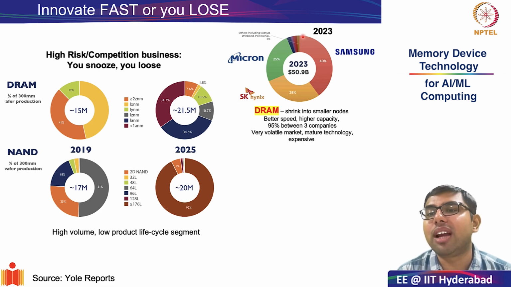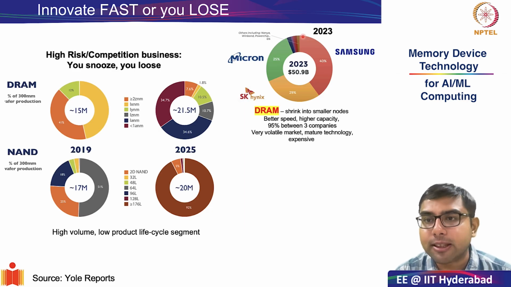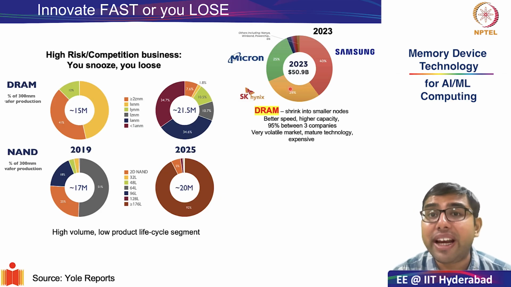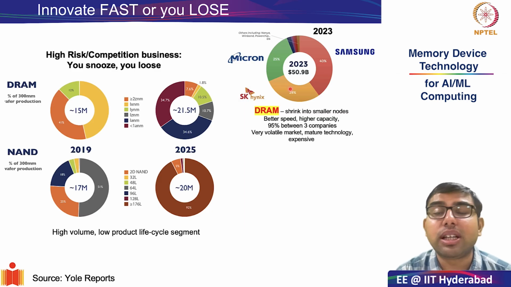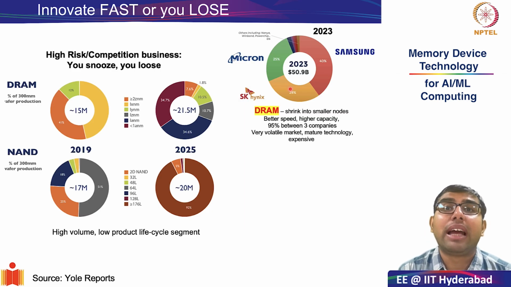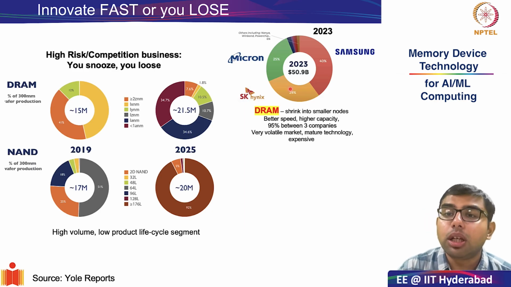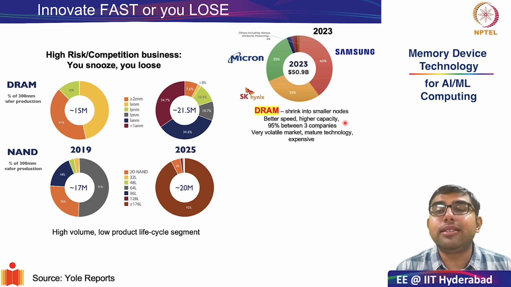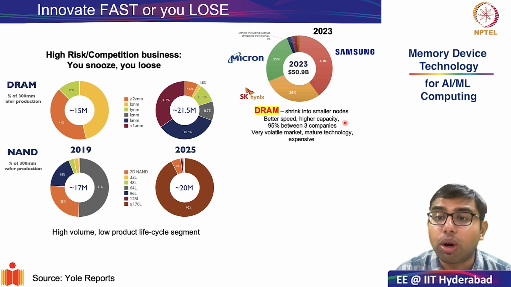95% of the market share was between 3 big companies, and 2 of the bigger ones are from South Korea. South Korea is also a very tiny country housing both Samsung and SK Hynix, and they are doing a fantastic job at churning out DRAM chips. The reason is that the DRAM chip is a very mature technology, right? In a mature technology, what happens is there is a lot of consolidation of the market, and that is what you are seeing over here also.